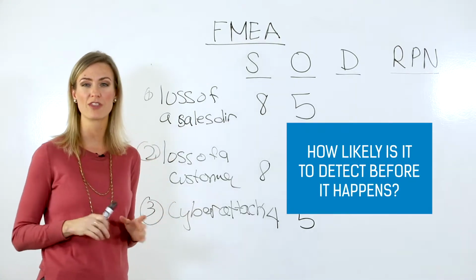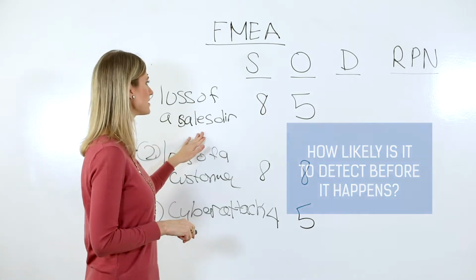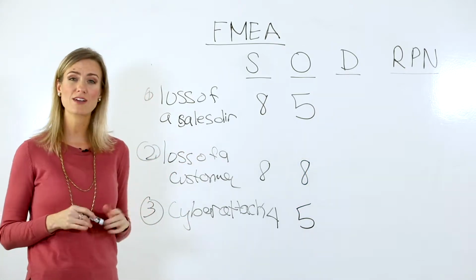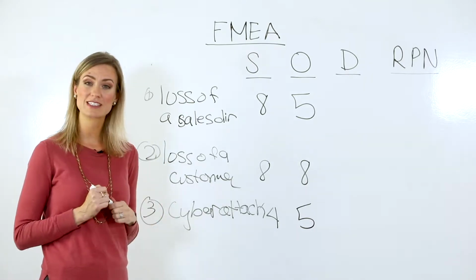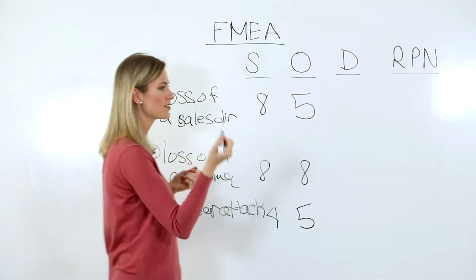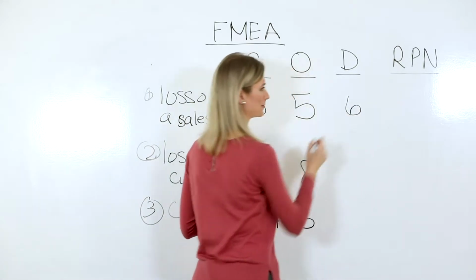Now, let's ask the question, how likely is it for you to detect these issues occurring in your business before they happen? Loss of a sales director. Well, if you don't have good communications with your sales director, you may not be able to detect this. If you do, for this example, let's say it's a 6.